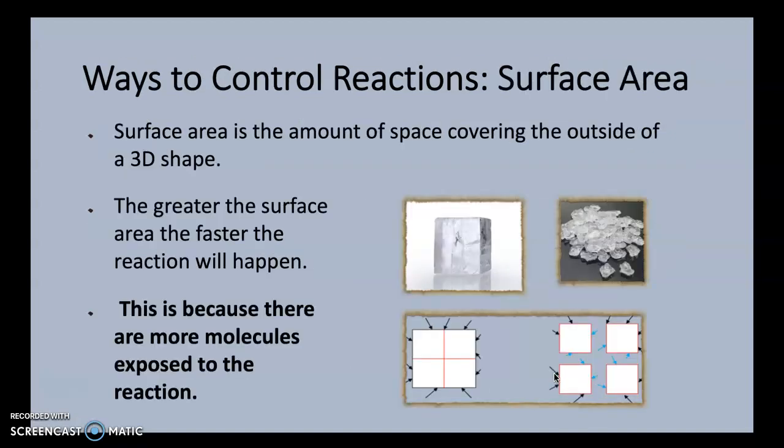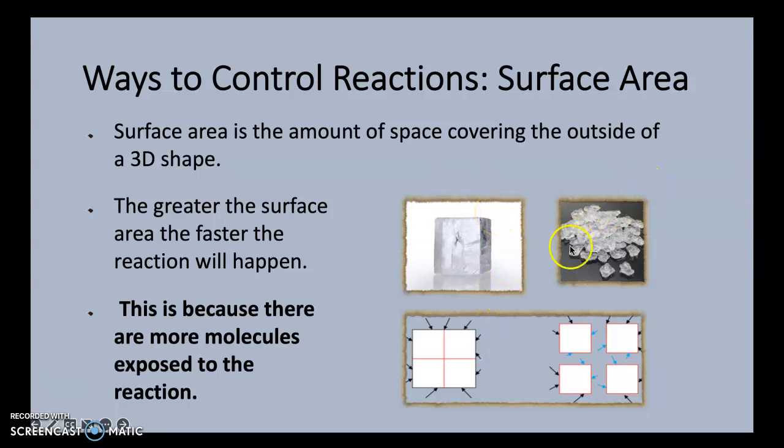The next way of controlling a reaction is with surface area. So first we have to understand what surface area is. So imagine you have a 3D object. In this case, imagine you had a block of ice, okay? The surface area is how much of that object is exposed, how much of it is covering the outside of the block. So you would find the area of each square, add that together, and you would get the total surface area.